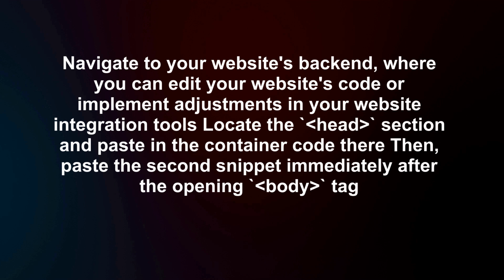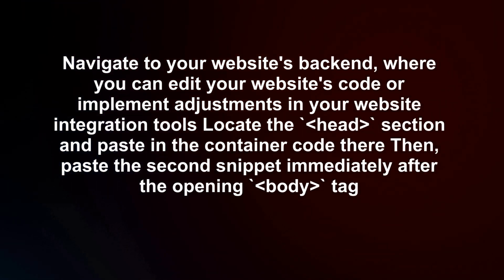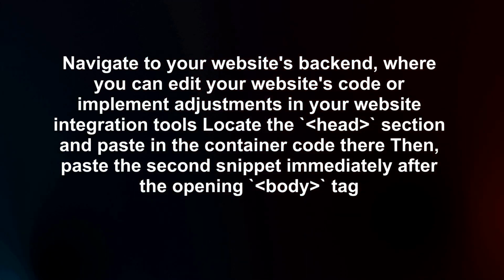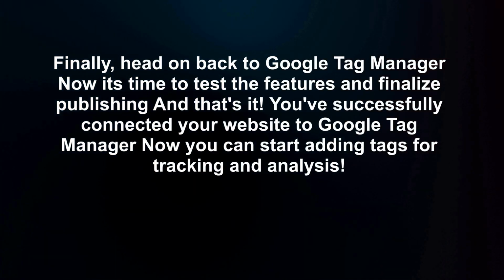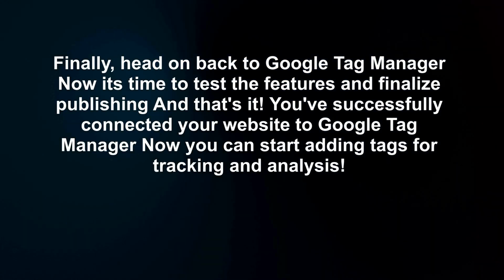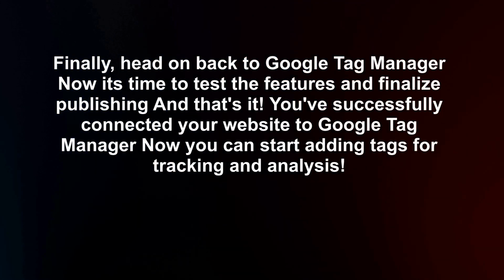Locate the head section and paste in the container code there. Then, paste the second snippet immediately after the opening body tag. Finally, head on back to Google Tag Manager. Now it's time to test the features and finalize publishing, and that's it.